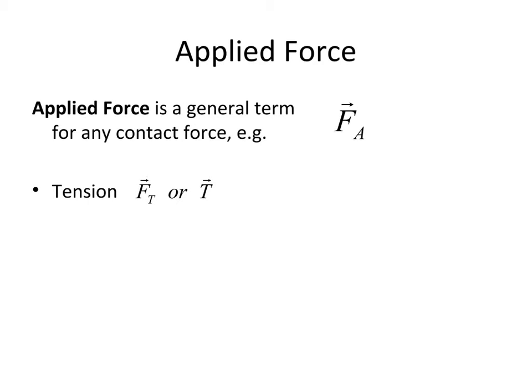Tension is another common type of force that we use every day. F sub t, or sometimes just T with an arrow over top. Of course, it's still a vector. Friction, very common, so F sub f or F sub fr. There are different types of friction. We'll talk about those later, and we can use other subscripts for those. Normal force, F sub n, and when we talk about friction, we'll need to know about normal force, so we'll talk about that in more detail later.